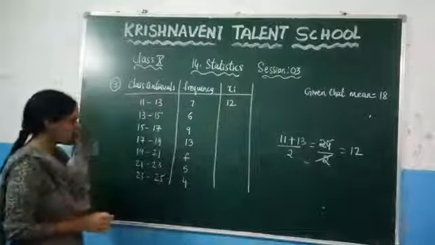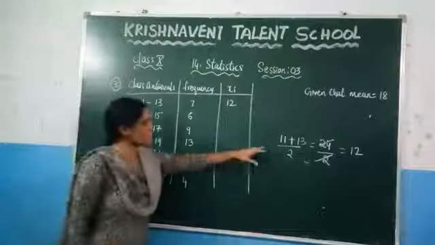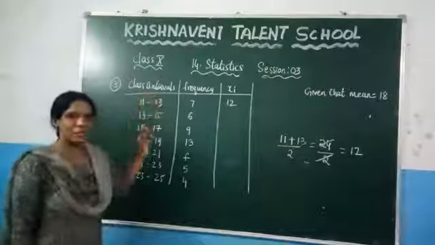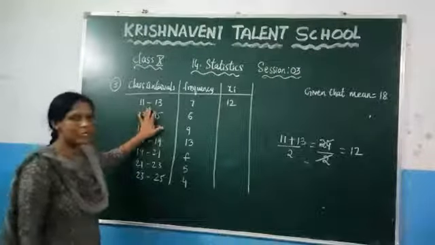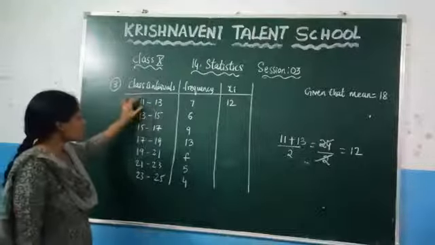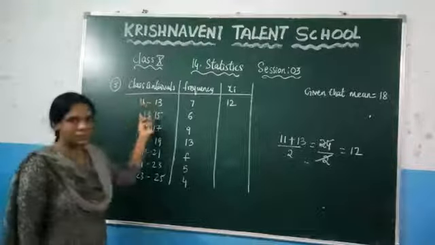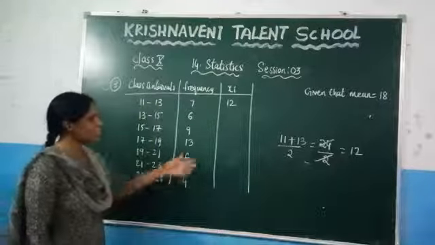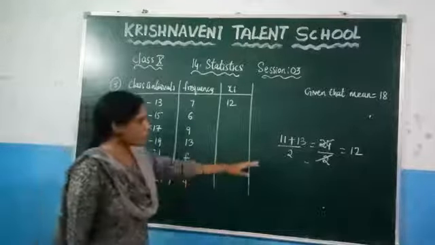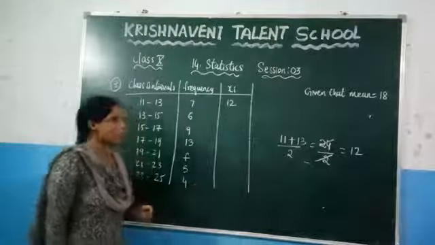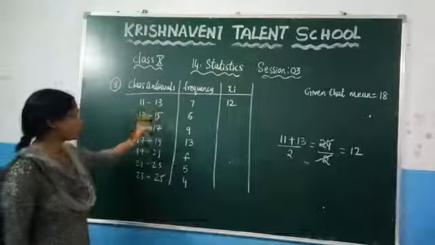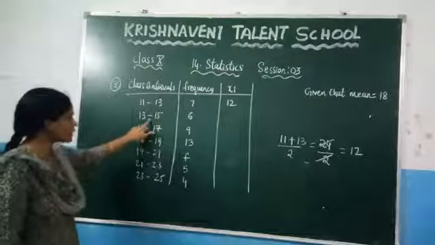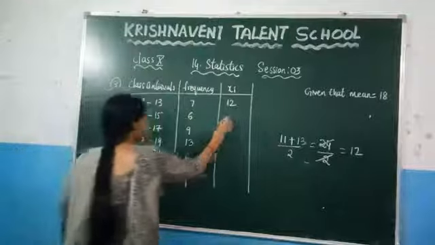Now here you can observe what we are doing: we are doing 11 plus 13 by 2. That means we are taking the average of these two values, that means you are finding the middle value here. Since these values are very small and the difference between these two values is also very small, there is no need to add these two numbers and divide by 2. Let us take the middle value here. So what is the middle value? 11, after that you will get 12. Similarly here, what is the middle value? 14. So write it here, 14.